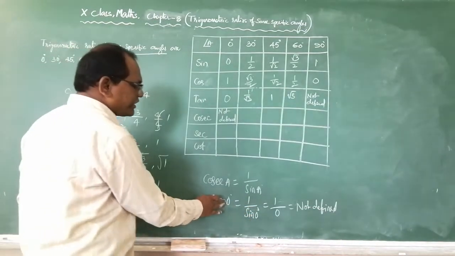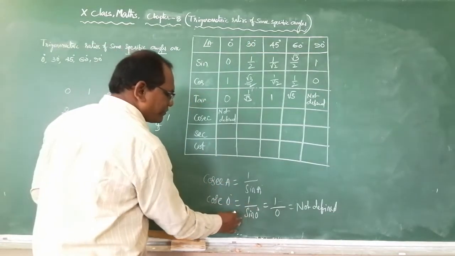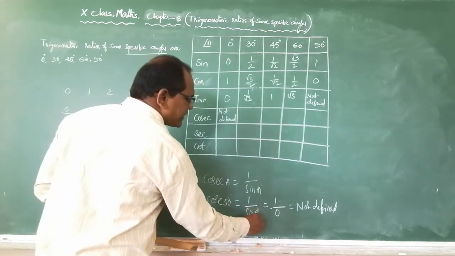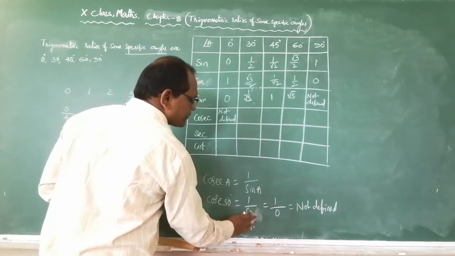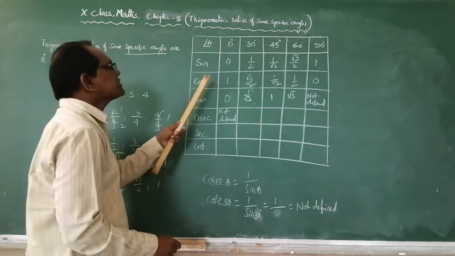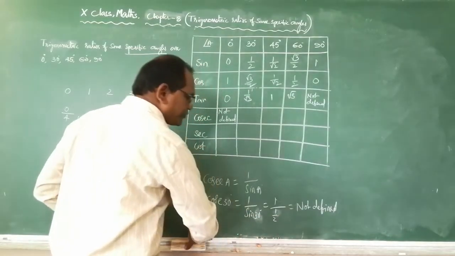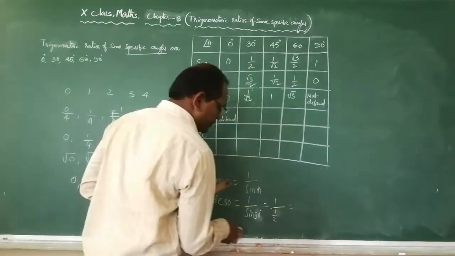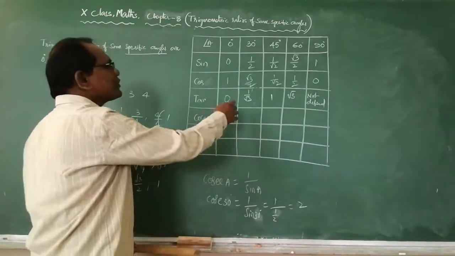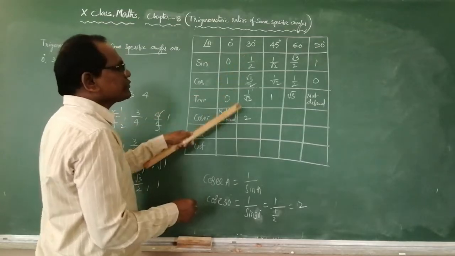Next, cosecant 30 is 1 by sin 30 degrees. Tell me the value, what is sin 30? It is 1 by 2. So 1 by 1 by 2 means we take the reciprocal. Reciprocal of sine we have to write. Here is a 2. 1 by 2 reciprocal is 2.